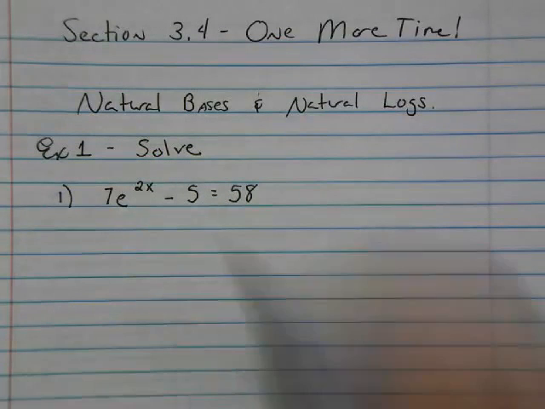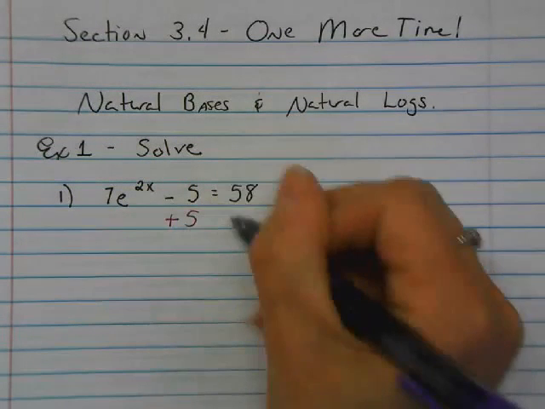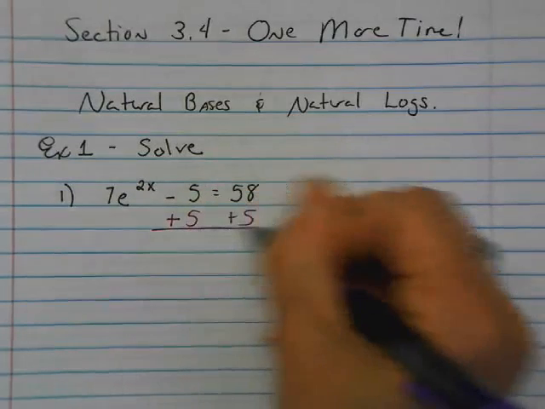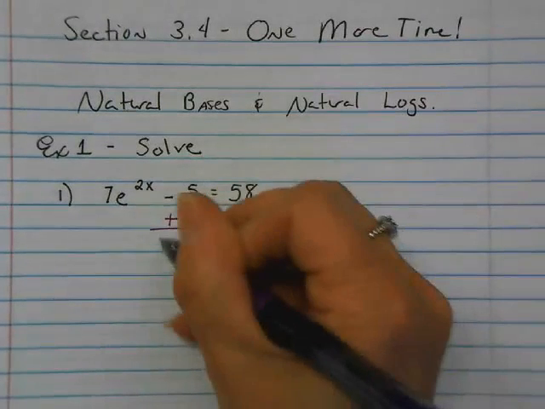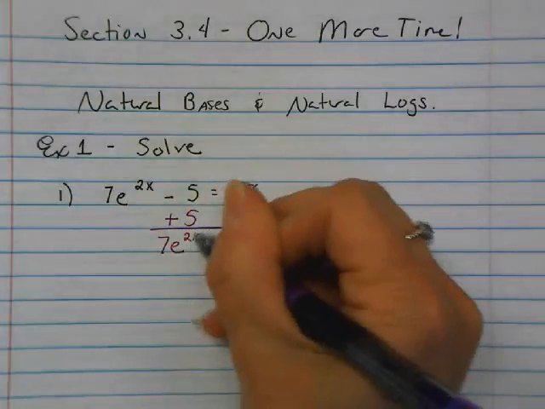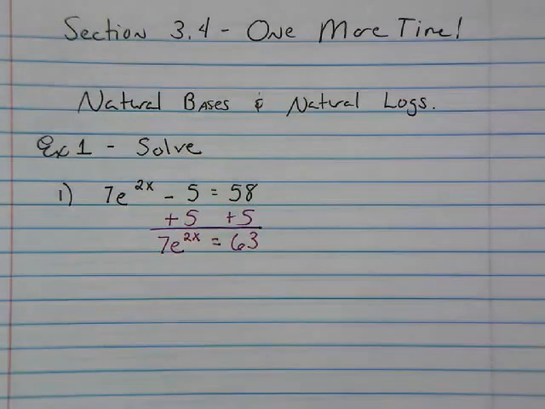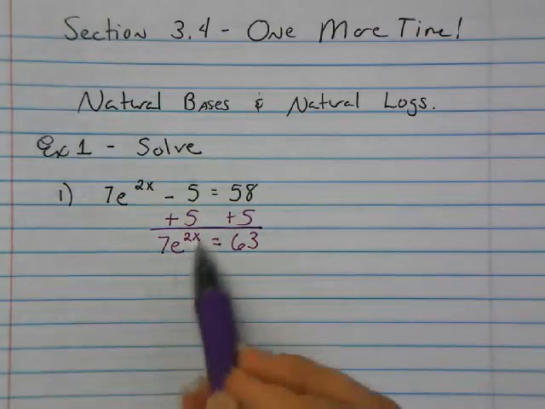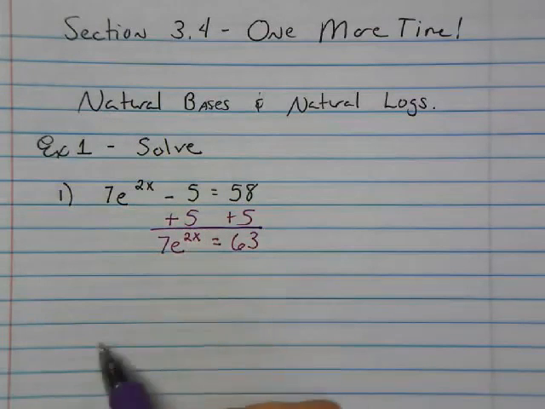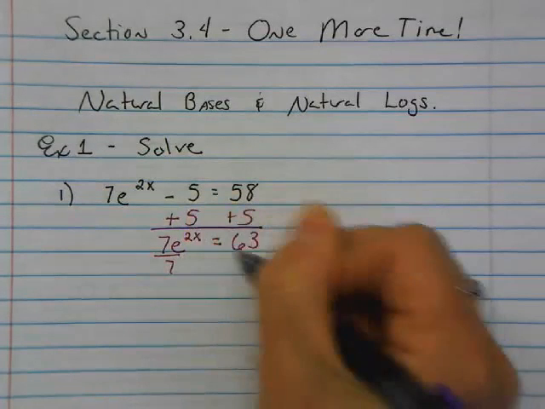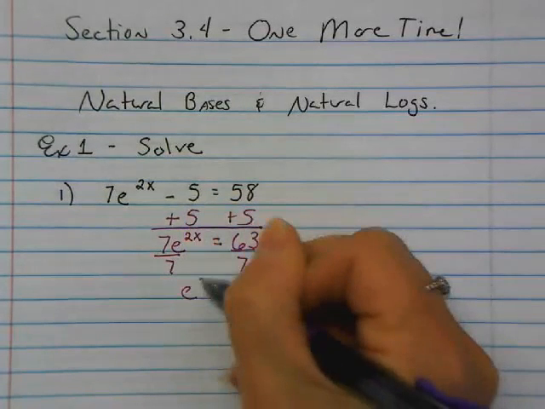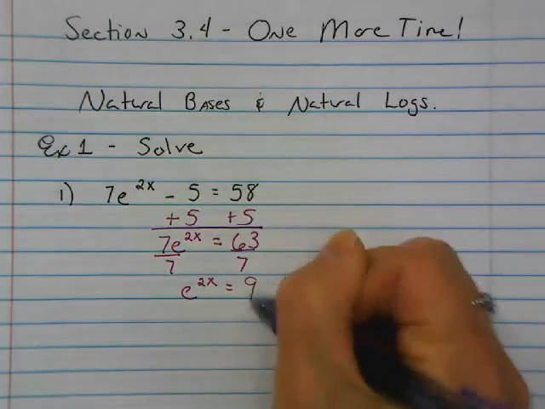Okay? Hoping you said, hey, you know what? I think I'll go ahead and move the 5 over to the other side. So now we're left with 7e to the 2x power is equal to 63. Alright, again, you're trying to get x isolated. So what else could I get rid of? Alright, how about dividing by 7? So we're getting there. Each step we're getting a little bit closer to isolating x.